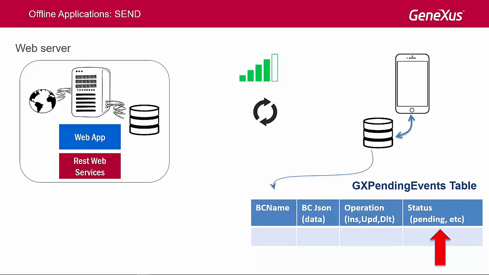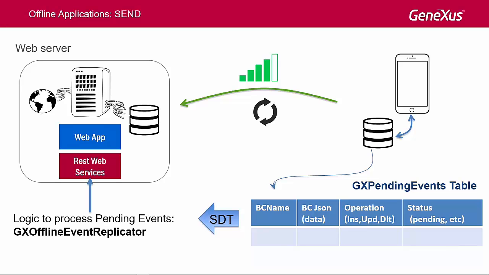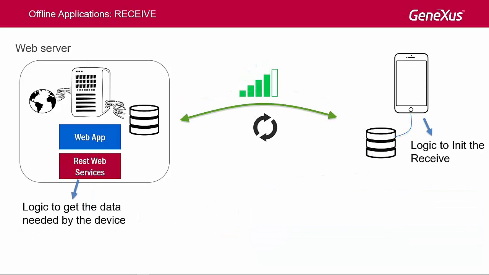When the send operation is started, the client translates the list of all the events with pending status into an SDT and sends it to the server. In the server, the procedure GX offline event replicator is programmed to read the SDT and run CRUD tasks in the order of operations coming in the SDT JSON. The GX offline event replicator procedure can call other auxiliary procedures to address synchronization errors. When the device needs to receive the data changed in the server, the receive process is started.